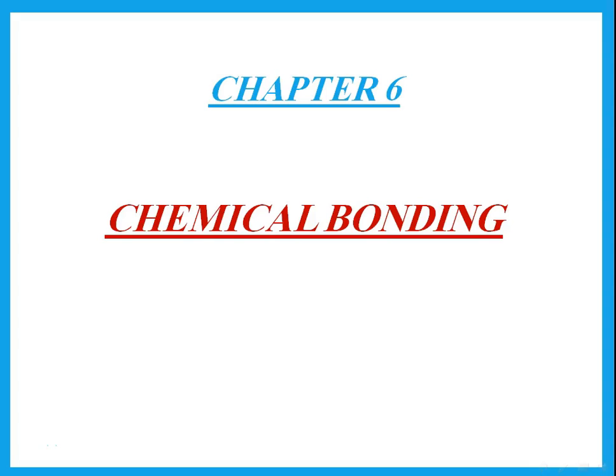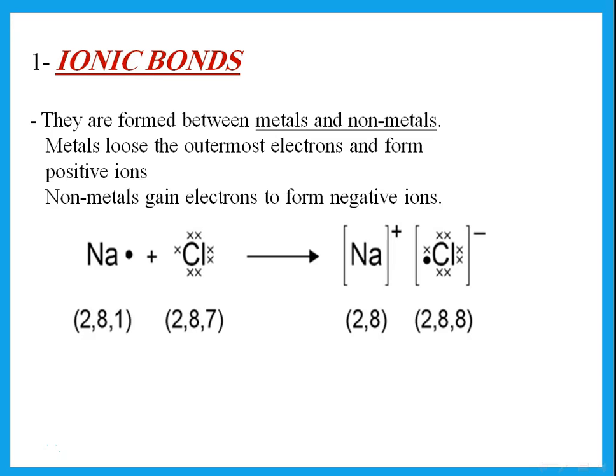Okay, this is chapter 6, and chapter 6 is dealing with chemical bonding. So let's talk about the different types of bonds. There are two types of bonds that we will be studying. The first one is called Ionic Bond, and the Ionic Bond is a bond that is formed between metals and non-metals. One of the atoms is the atom of a metal, the other is the atom of a non-metal.